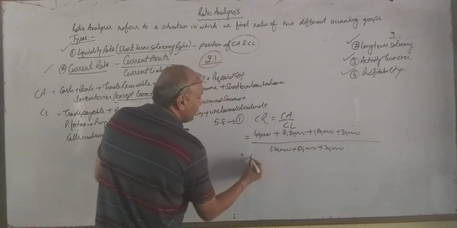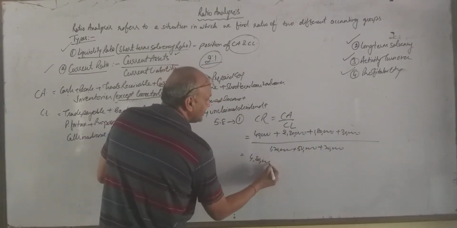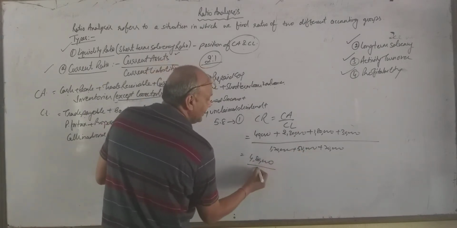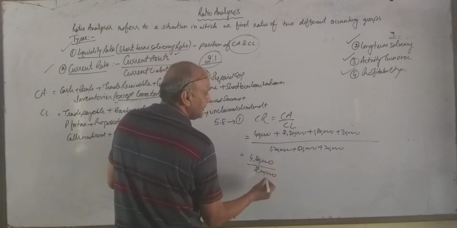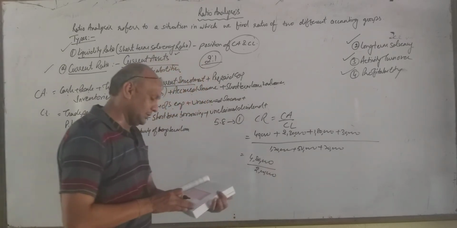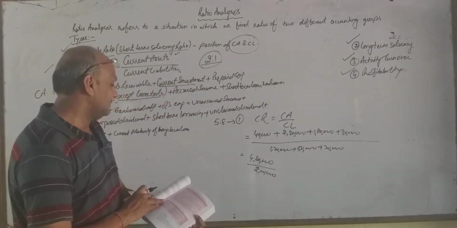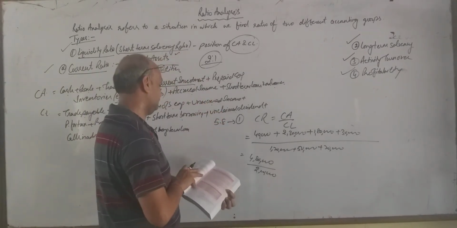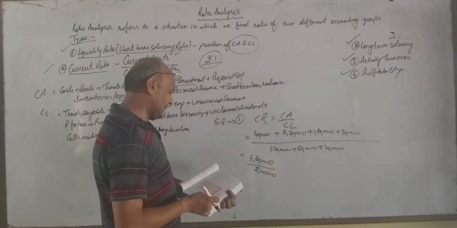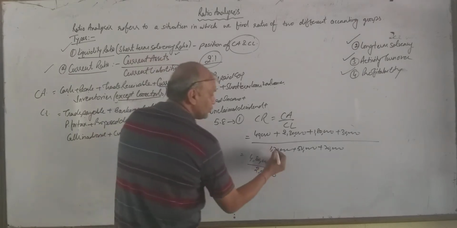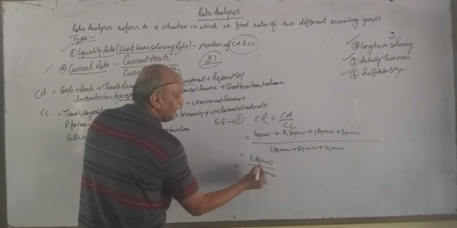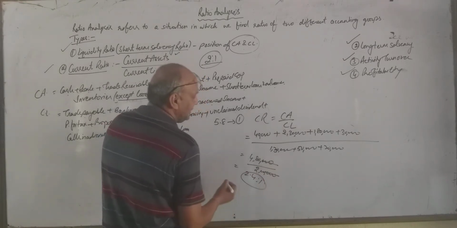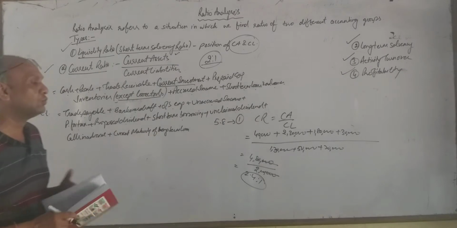The total is 4 lakh 80,000, divided by 2 lakh. One item we forgot over here: trade payable was 130,000. So it comes to 2.4:1. So what is our current ratio?